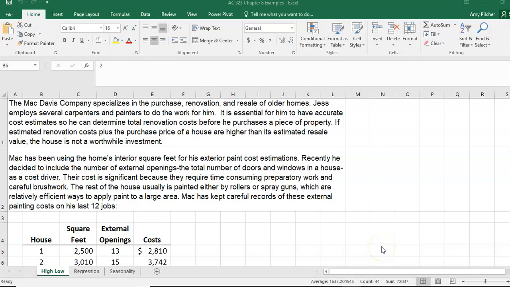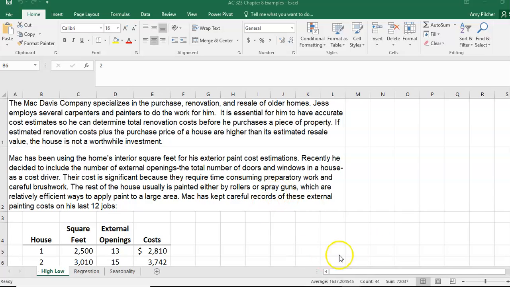Chapter 8, Cost Accounting Examples. Chapter 8 talks about cost estimates and how we make cost estimates using historical information. When we make cost estimates, we're looking at mixed costs and how do we tell which component of a cost is the fixed component and which is the variable component.